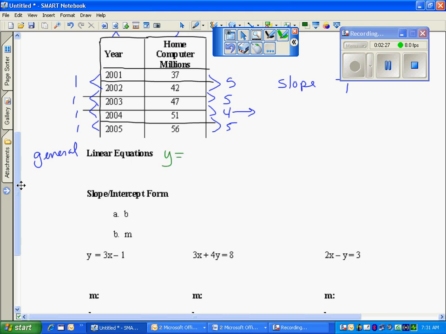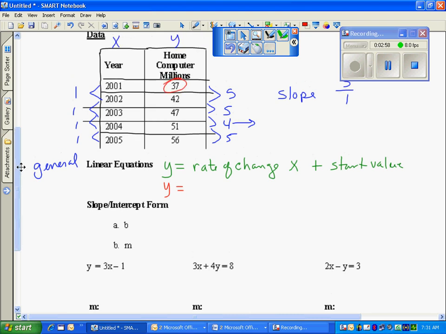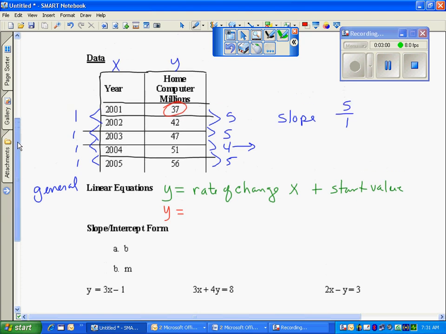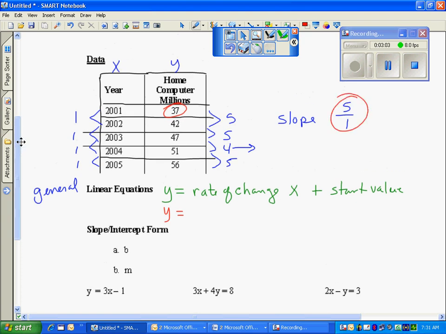Y equals the rate of change. And we're going to put an X next to it because the rate is going to be either 1 rate, or 2 rates, or 3 rates. And then we're going to add to that our start value, our initial value at which we're going to start. So if I wanted to write an equation of this form, in general it would look like Y equals... of the equation up above here. I started with 37, and my rate of change, my slope, was 5. So the equation for this would be 5x plus 37.